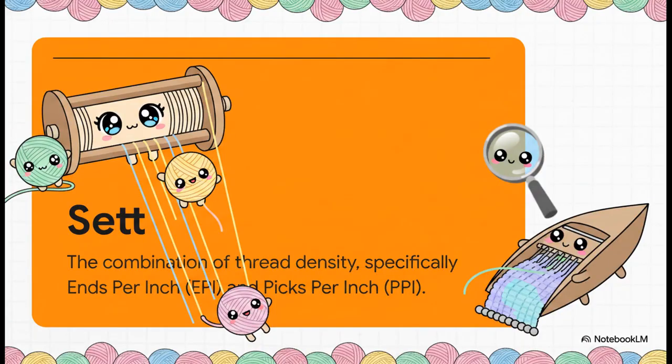Okay, our final stop, Section 6, Reading Fabric Specifications. We define thread density using a term called the set. The set is simply the ends per inch, or EPI, representing the warp density, combined with the picks per inch, or PPI, representing the weft density. Basically, a higher set means a tighter weave. For instance, a fabric with 100 ends per inch will have vastly better coverage, meaning way less light passes through, compared to a fabric with only 60 ends per inch, assuming the yarn size is identical.